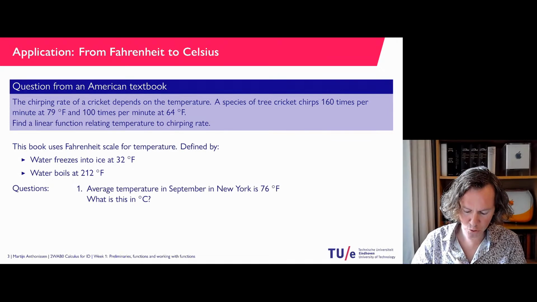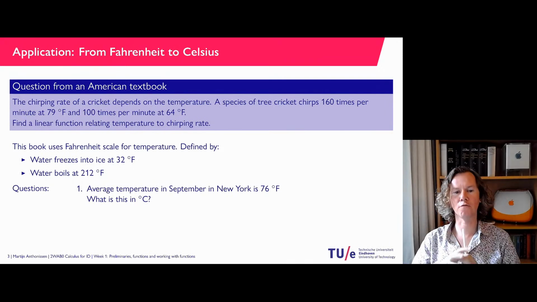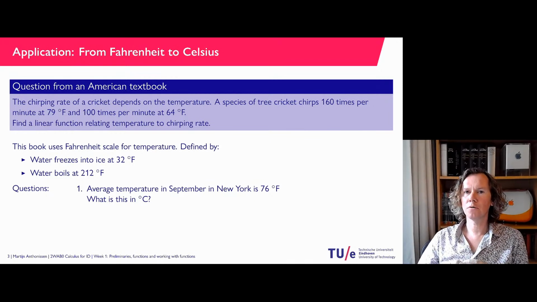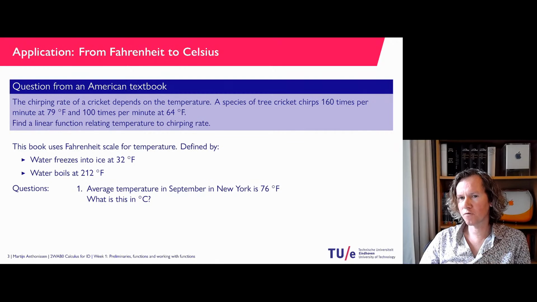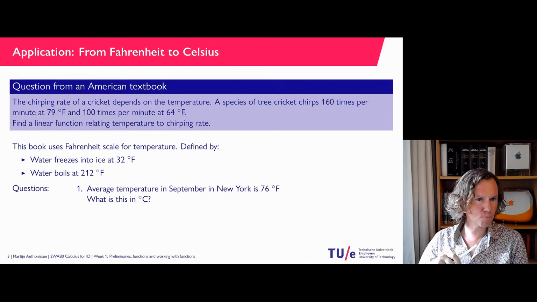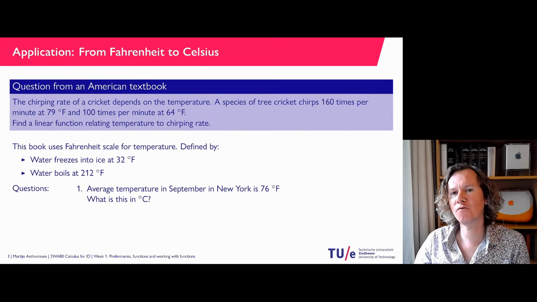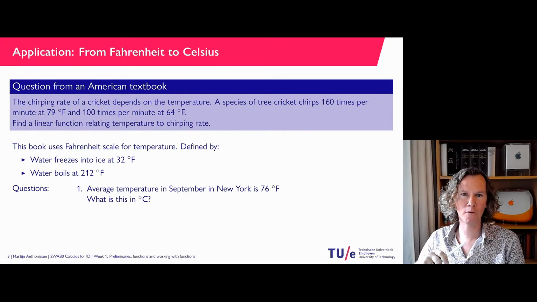And if you have these two data points, you could ask yourself the following question. So if you know that the scale is linear, then if you know that the average temperature in New York in September is 76 Fahrenheit, what is this in Celsius? The reason I pose this question here is that it's not trivial, but then again, with the mathematics that you know at this moment in time, you should be able to solve this. Not immediately, not by heart, but if you puzzle a little bit about this, you take some pen and paper, hopefully you'll find what the temperature in Celsius is.